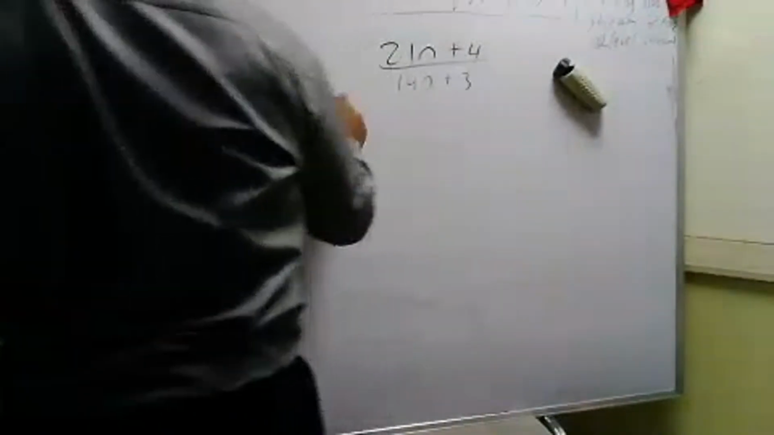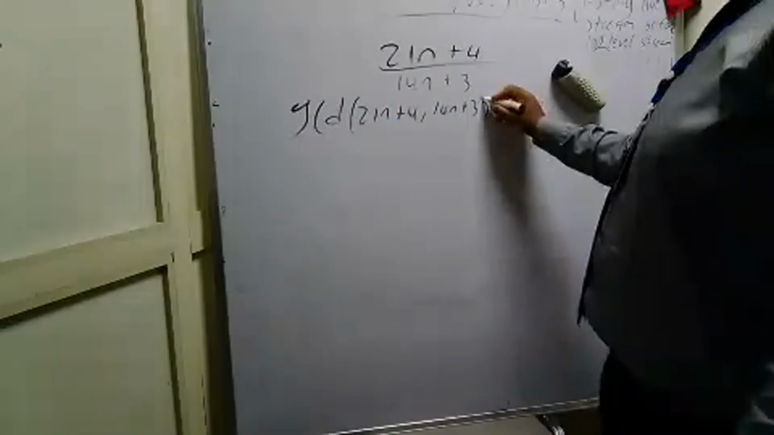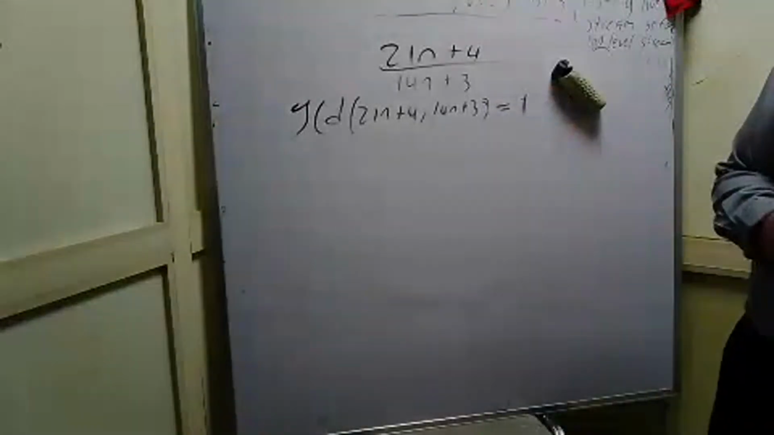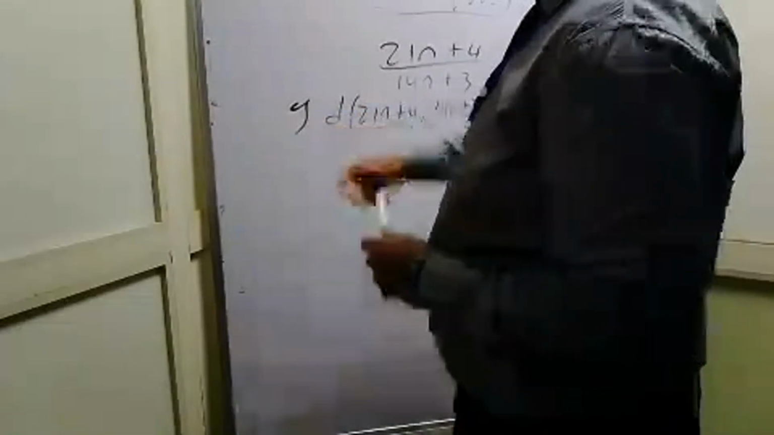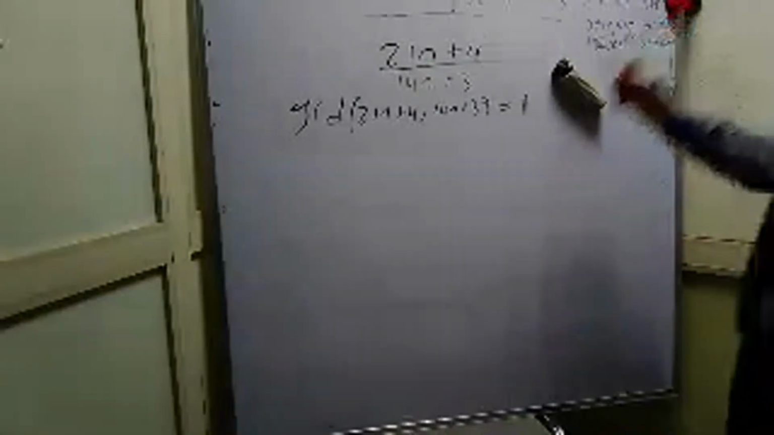Show that the fraction 21n plus 4 divided by 14n plus 3 is irreducible for every n in the natural numbers. And somebody said anybody can do this. Wow. So that means the first one I tried doing, everybody could do it. But basically, the idea that I used was that the GCD of 21n plus 4 and 14n plus 3 must equal 1.